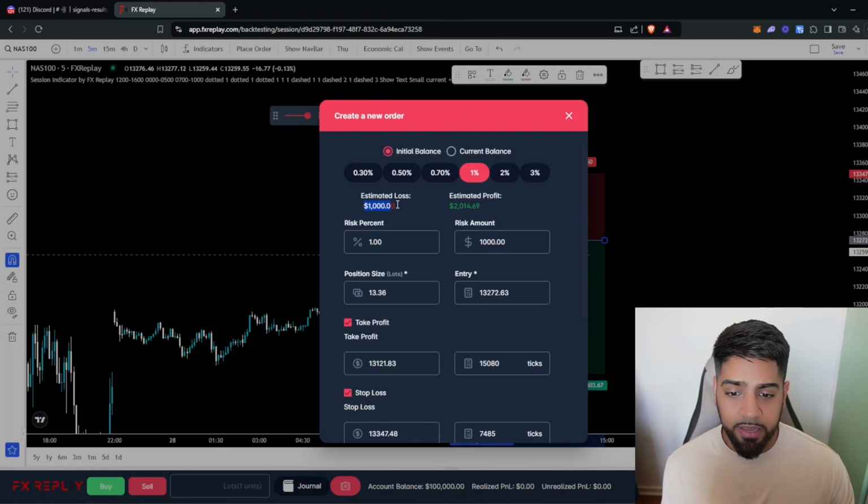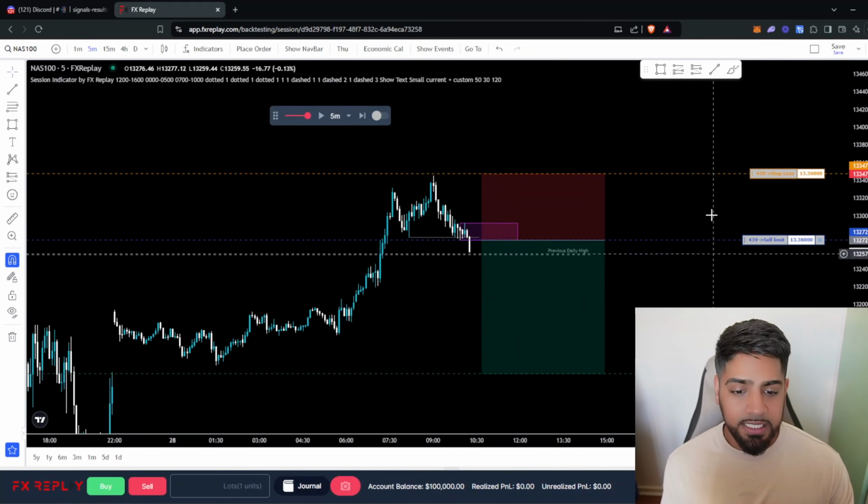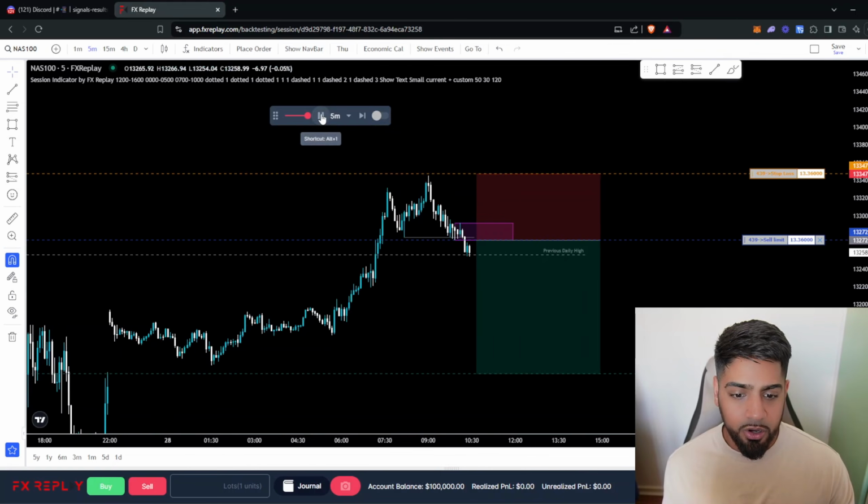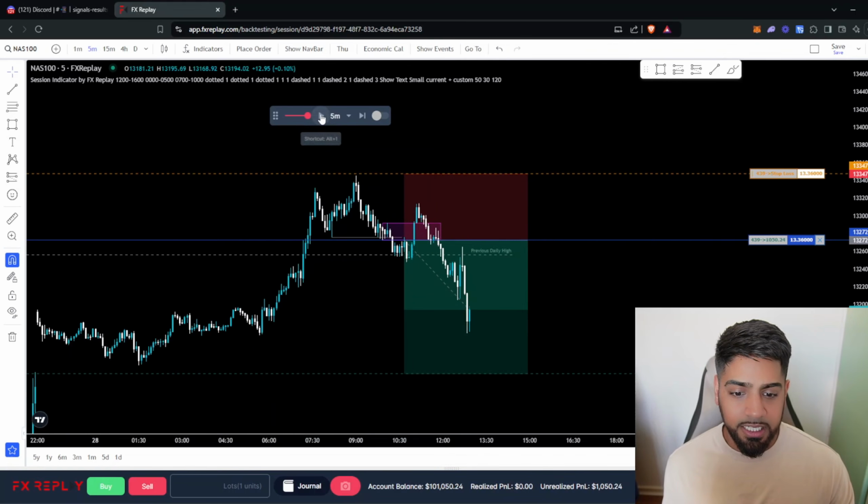So as we can see, we're risking 1% on a $100,000 account, which equates to $1,000. And we're estimating that we're going to make $2,000 in profit. So we're either going to lose 1,000 or make 2,000. So we're going to place this order and then we're going to play price on. Price comes back, taps us in, and then it starts moving in the opposite direction.